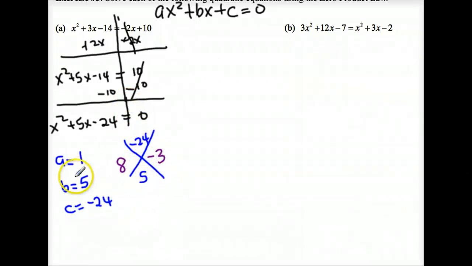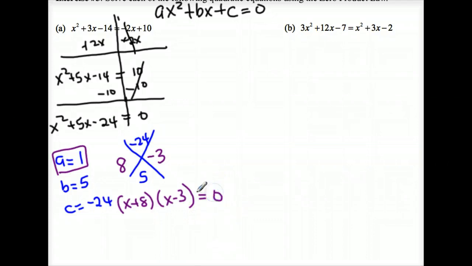Excellent. Because A is equal to 1 right here, I know that I can just write these in factor form, which is x plus 8 and x minus 3. But because the question asks us to solve it, I'm going to keep it equal to 0. Now this is just like we did in the previous example, where I take both of these, x plus 8 equals 0, and x minus 3 equals 0, and I solve these.